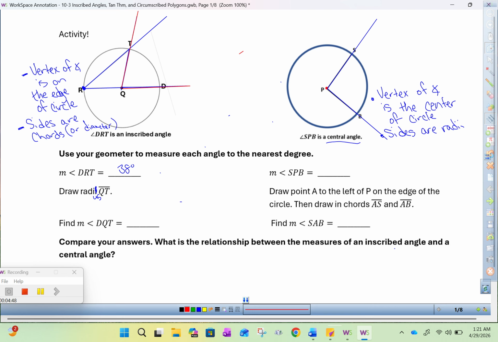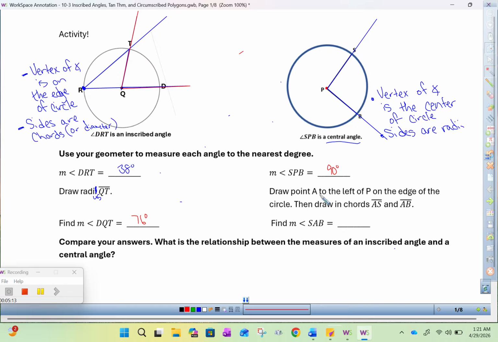Okay. So you may have had to extend out some more pieces there, but notice that is the central angle because the vertex of that was the center of the circle Q. And when you measured that, hopefully you got something close to 76 degrees. Okay. And then over to the right picture, we started with the central angle. That was a nice 90 degrees. Hopefully we all agreed on that one.